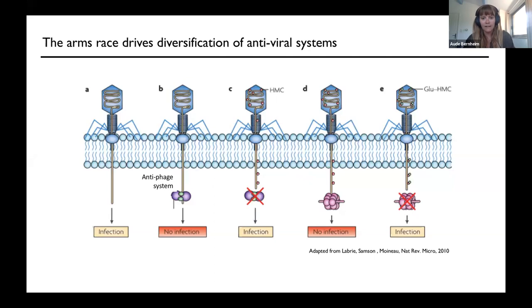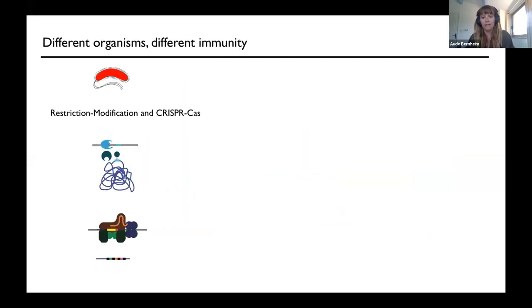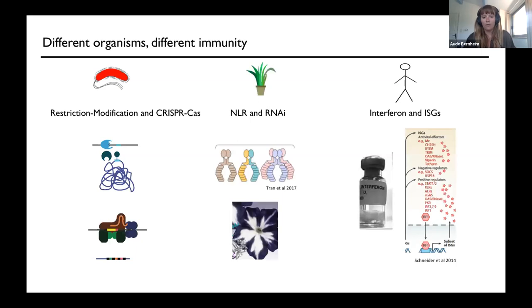One of the consequences of this diversification is that when we look at different organisms, and by different organisms I mean across domains of life, so plants, animals, and prokaryotes or bacteria, we won't find the same type of antiviral systems. In bacteria, we find mostly restriction modification and CRISPR-Cas systems, while in plants we could find NLR and RNA interference, and in animals, for example, interferon-stimulated genes. For example, we cannot find restriction modification or CRISPR-Cas in plants or animals. This is partly due to the arms race and the diversification I've mentioned. So this was the picture we've been having, that prokaryotic immunity and eukaryotic immunity are just extremely different things.